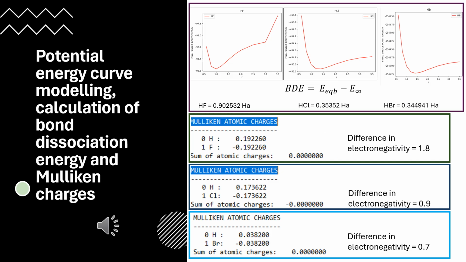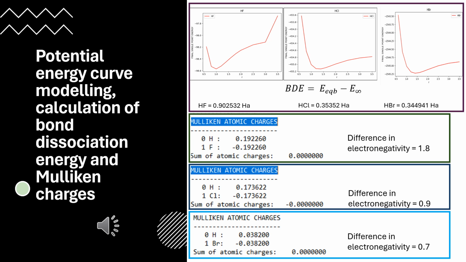Here we can see the three curves. HCl and HBr show a nice curve with equilibrium bond distances at around 1.25. However, HF shows a rather erratic curve with a bond distance of around 1. This bond distance may be lower due to the much larger electronegativity of fluorine when compared with the other halogens, which can form stronger bonds by attracting the electrons in a bond more tightly.